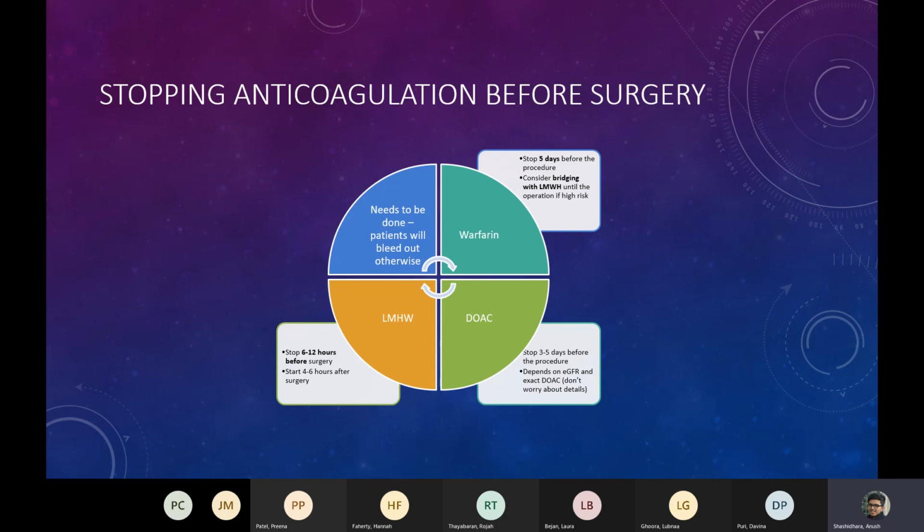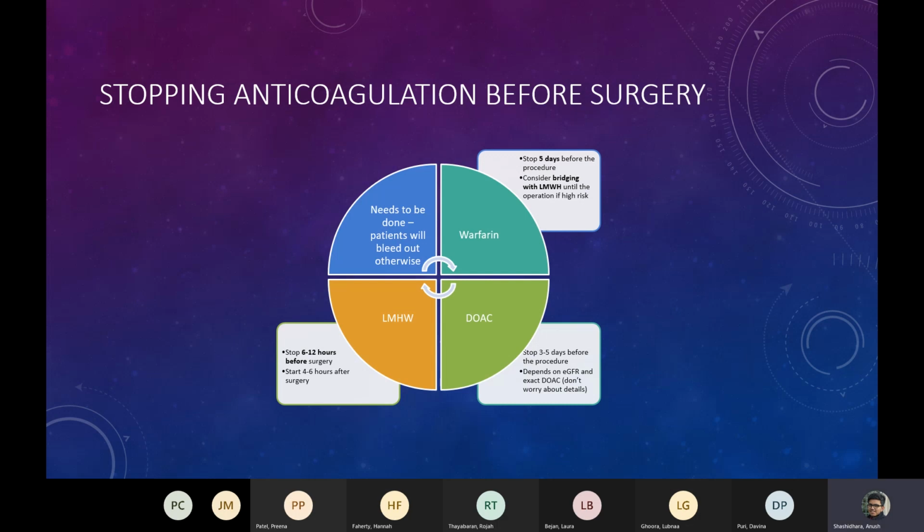So when you're stopping anticoagulation before surgery, this is why you need to do it. Patients will bleed out otherwise. Warfarin, DOAC, low molecular weight heparin. Oh, wow, I got it the wrong way around. Warfarin, you stop it 5 days before the procedure. If they're high risk for getting clots, you bridge them with low molecular weight heparin, which has a far shorter half-life. So you stop the warfarin. If they're low risk, you don't need to anticoagulate them until the operation. If they're high risk, you can give them low molecular weight heparin.